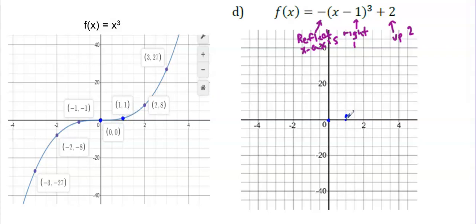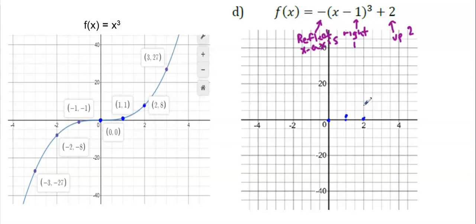So starting at 1, 1, I'll move to the right 1, reflect over the x-axis, and then I'll move up 2. All right, next point, I'll do 2, 8.